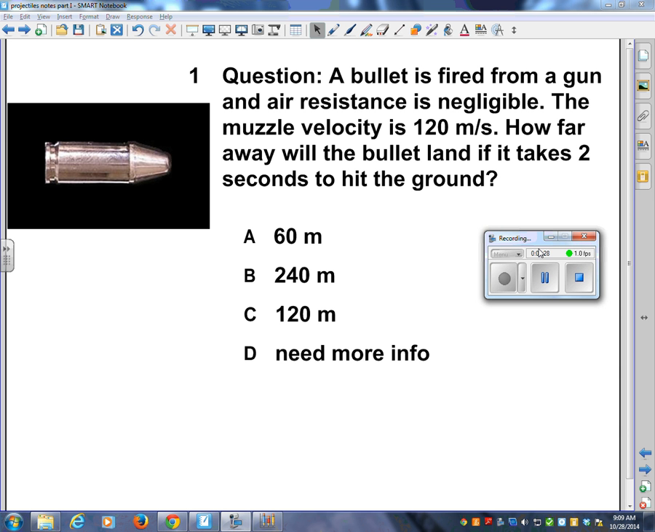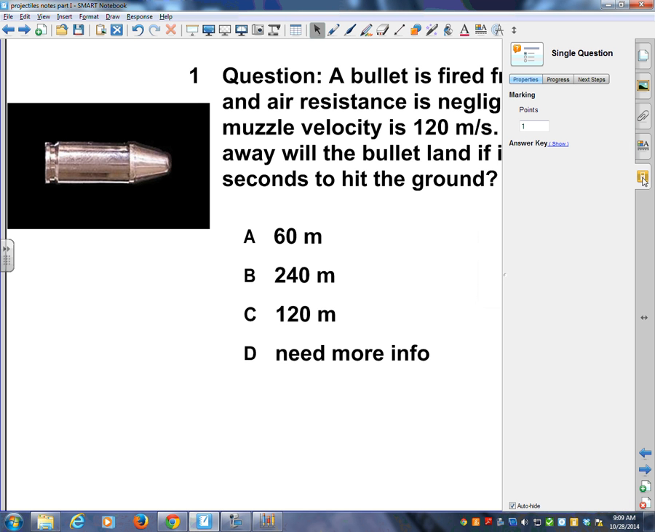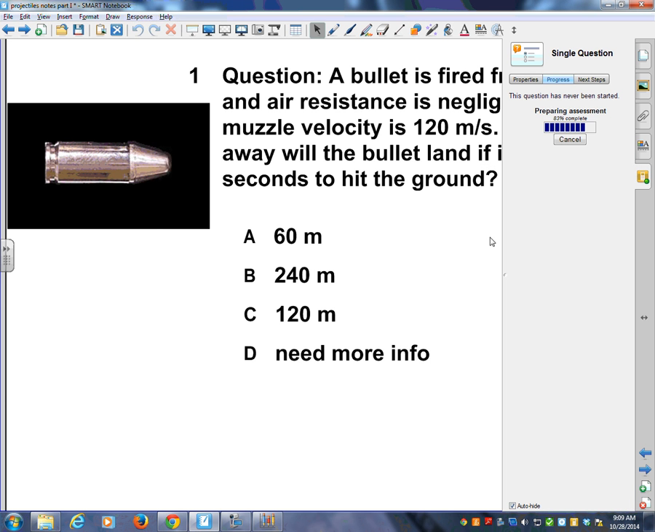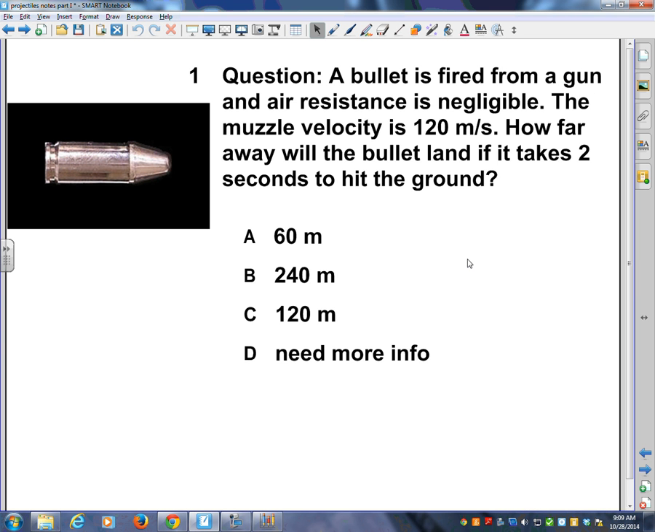How far away horizontally will the bullet land if it takes 2 seconds to hit the ground? Do you need to write this down? Do you need to do any math on a calculator? I'm hoping you all realize the answer to that is no. Did I start it? No? Thought I did. Sort of gave away a bit of a big hint there, didn't I? How far away will it land if it takes 2 seconds to hit the ground?